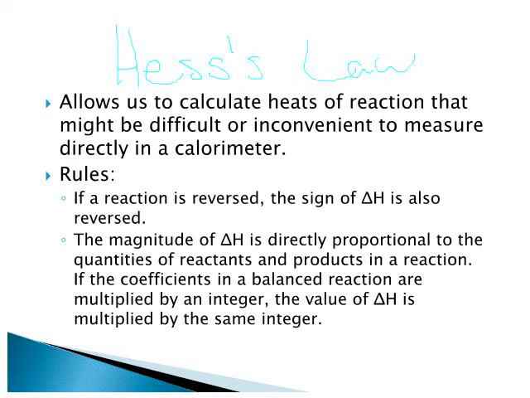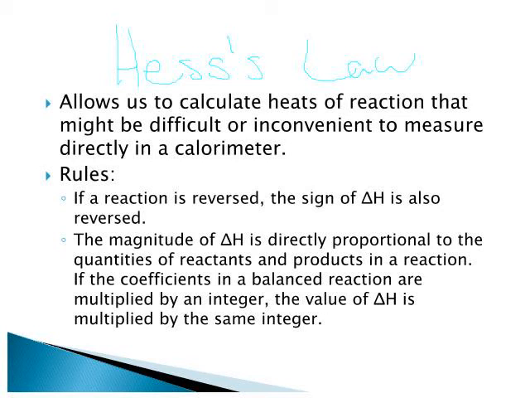What it allows us to do is calculate heats of reaction when it can't directly be measured in a calorimeter because it's part of several reactions or something like that. The rules of this: if you have to reverse a reaction, the sign of the delta H is also reversed. If you end up having to multiply a reaction, say your target has a coefficient of 2 and what you're working with only has a 1, then you multiply everything by 2, including the delta H.